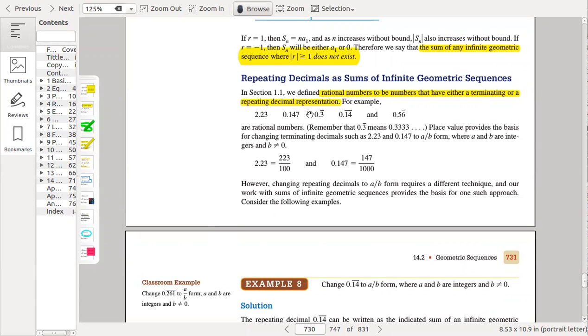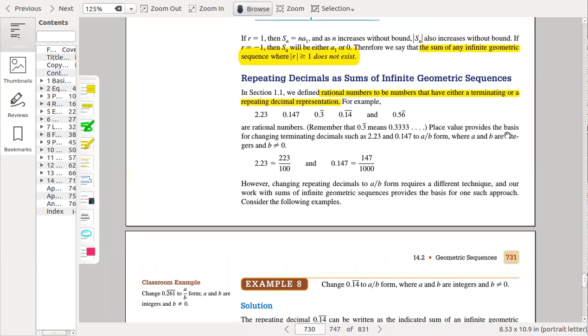So we can write it as 0.33333, and so on. Similarly, 0.14 bar is repeating. We can write it as 0.14141414, and so on. Similarly, 0.56 bar is repeating. We can write it as 0.56565656, and so on. These are rational numbers. Remember that 0.3 bar means 0.3333, and so on.